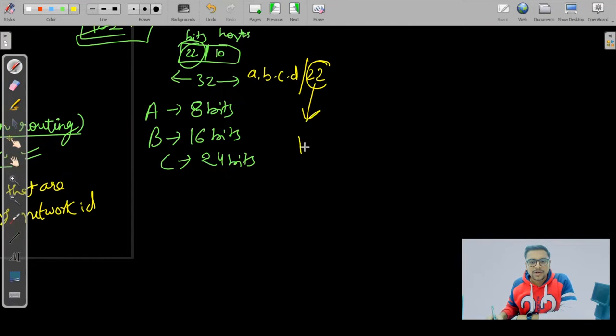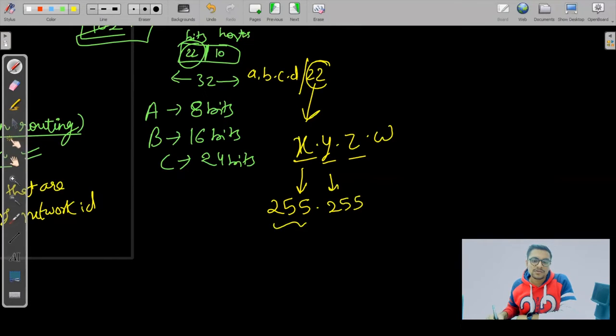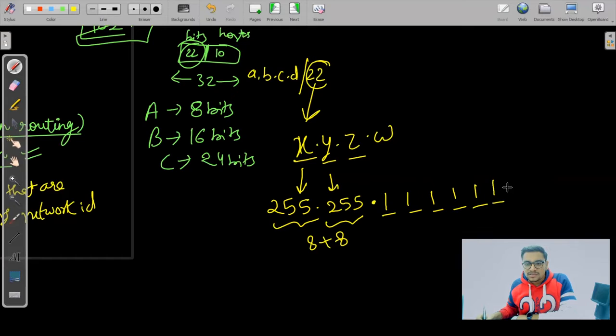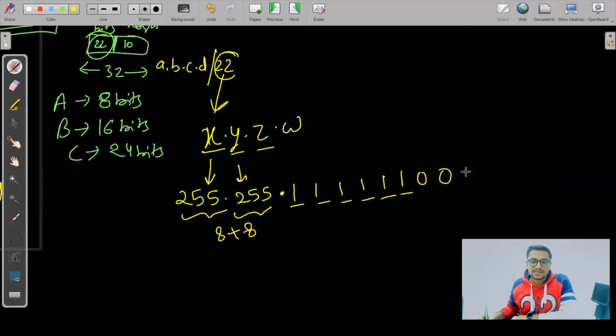If I have x.y.z.w, then in x I already know that it is 8 bits, so the 8 bits are 255. Similarly for y, it's also 8 bits, which is again 255. So this is 8 plus 8, I have already reached 16 bits. Now I only need 16 plus 6 bits. So I'm going to split z into 8 bits: 1, 2, 3, 4, 5, 6, and 0, 0. And the rest will be 0.